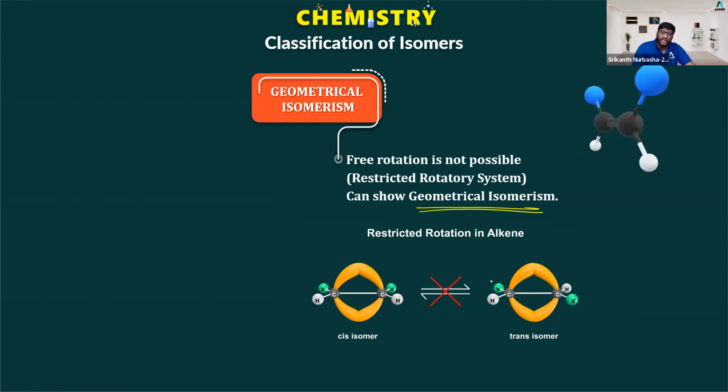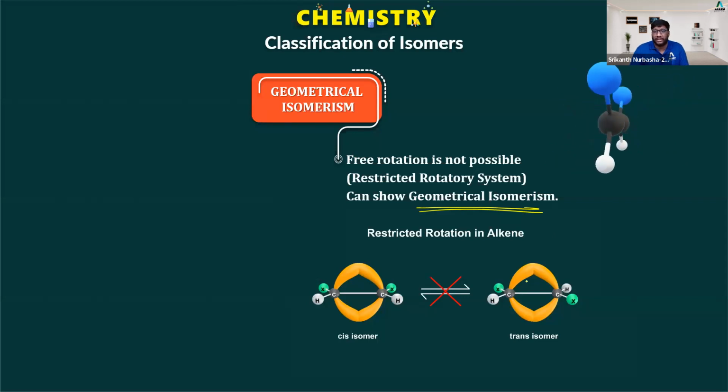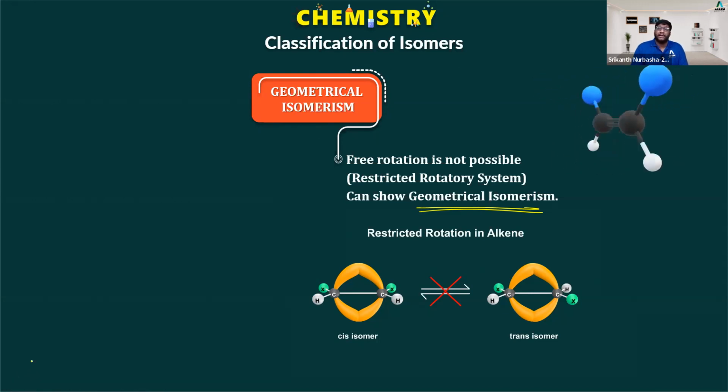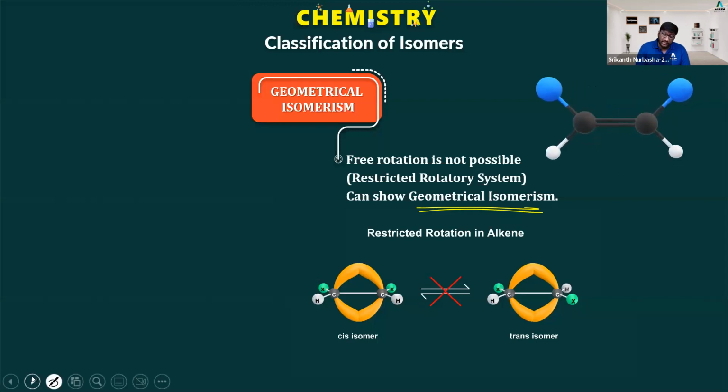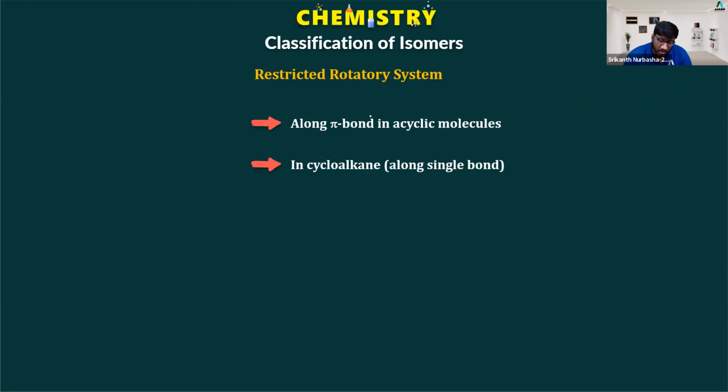If one isomer is to be converted into the other, it can happen only with an external supply of energy, not by itself. If this rotation were happening, then there would be no cis and trans; cis and trans would have no meaning. Not only in alkene systems, we can also have cycloalkanes. In cycloalkanes also, free rotation is not accepted. We'll discuss that as well. Restricted rotating systems are along the pi bond in acyclic molecules, and along single bonds in cycloalkanes. Rotation is not accepted.